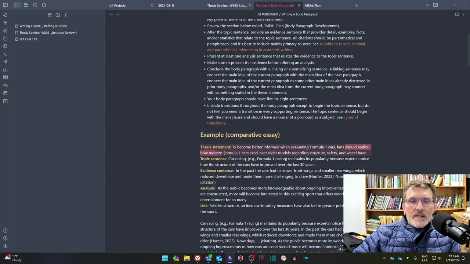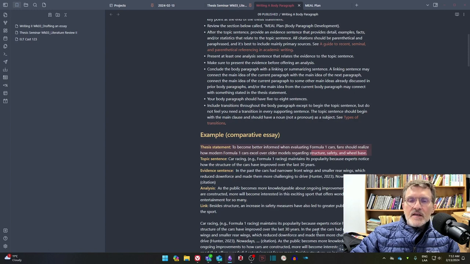Should realize how modern Formula One cars excel over older models regarding, actually up until models. This is going to be the claim, some kind of connector. Now, in this case, I'm using regarding, but it could be the preposition by or through. It could be a subordinating conjunction like because, if you're going to state reasons why something happens. Some form of connector or preposition here that then introduces the key points.